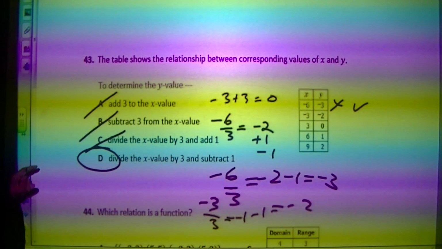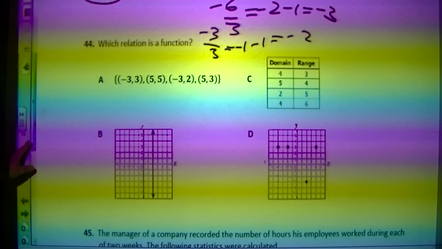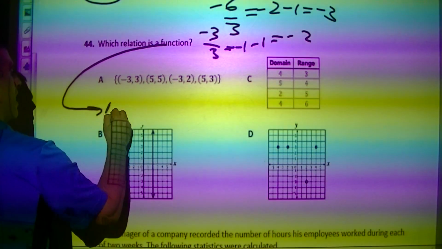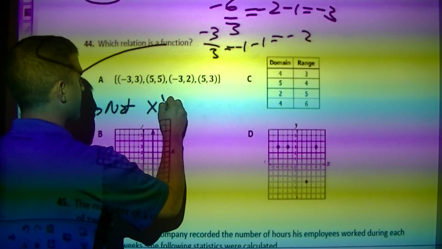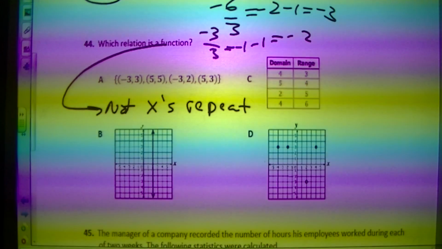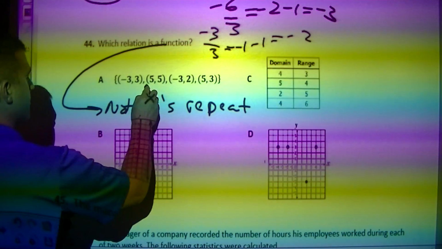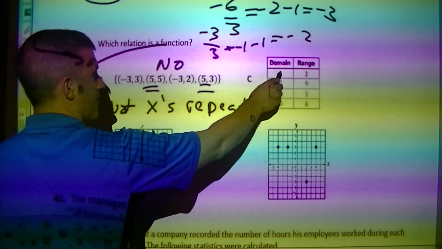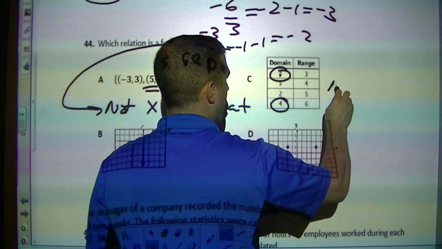All right, which relation is a function? Here's how you figure that out. Here's how it's not a function: x's repeat. If you see that situation, it's no. So if I look at this one, because of this and this, that's going to be no. Because of this and this, it's going to be no.